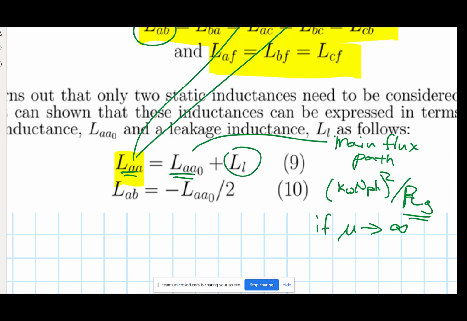But then you also would have a leakage. We talked about leakage when we were talking about transformers. You have a leakage associated with the flux that's not linking across the main flux path in the gap. You also have a mutual inductance, but there is no leakage associated with that, and it's 1/2 of the self-inductance, and negative of the self-inductance. So you actually end up with a negative inductance, interestingly. Any questions so far?